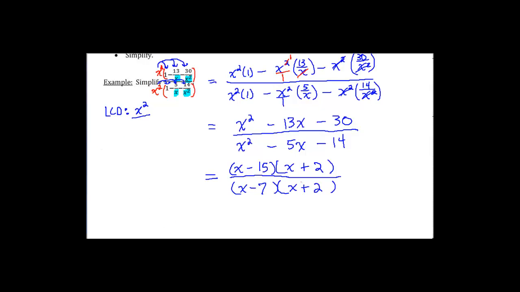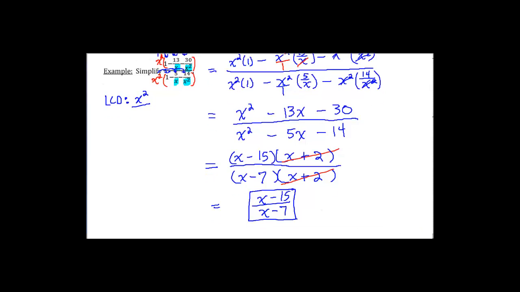Okay. Now that I've factored, let's make sure we factor that correctly. And then we can cancel our common factors. And so our final answer would be x minus 15 all over x minus 7. So that is what this big, ugly, complex fraction simplified to. Let's look at more examples.